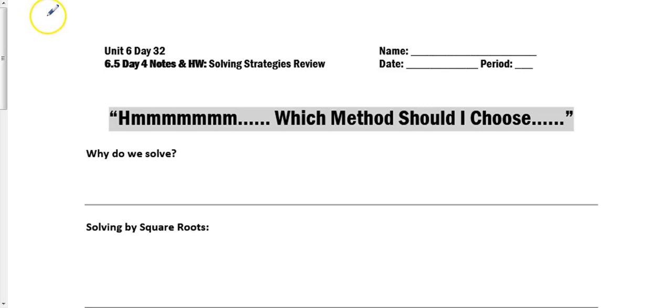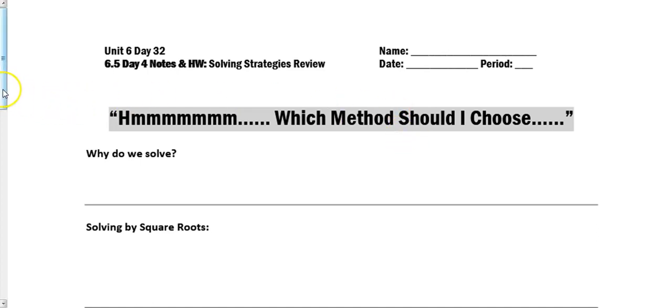Hi everyone, today's video will be a great summary of all solving methods. If you notice here, the title is, which method should I choose? Because as of now, we have several different solving tools in the toolbox. And to know which one to use, we have to be able to identify what type of question we have.